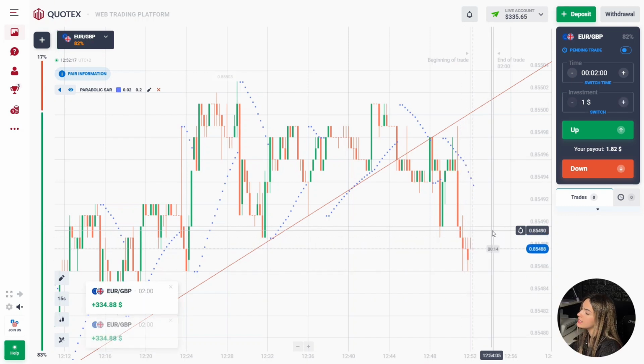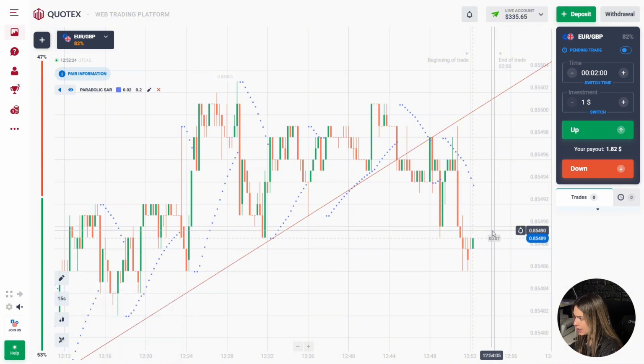Great, guys, as you can see, the price continued to move down. Here we got confident profit. Just as you can see, as the downtrend increases, the points of the parabolic move away from each other. Guys, let's continue and find another situation.